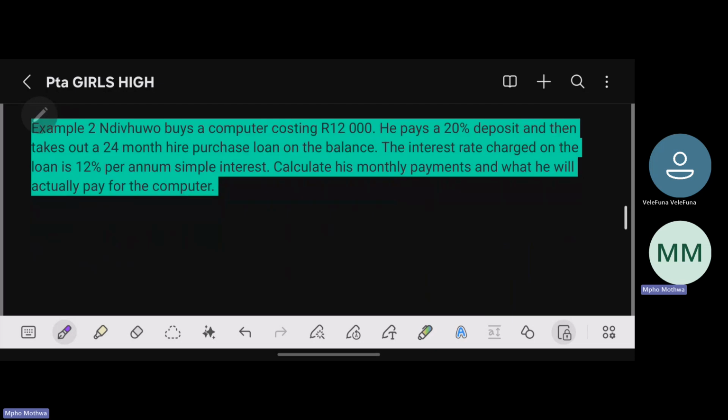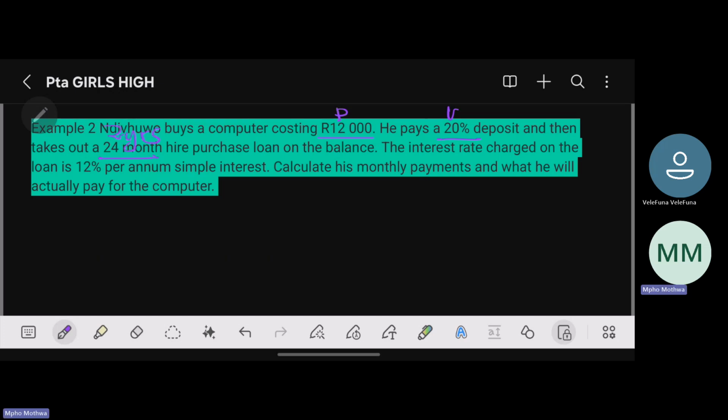And the war buys a computer costing 12,000 rand. He pays a 20% deposit and then takes out a 24-month hire purchase loan on the balance. So there are important things here. 12,000 rand is important. That's the actual price of the computer. Let us call it AP. He pays 20% and then takes out a 24-month hire purchase. 24 months is 2 years.